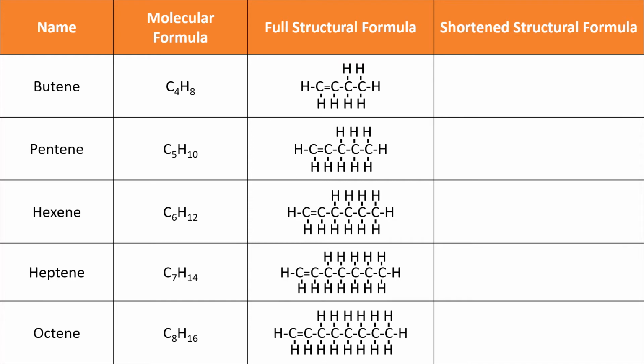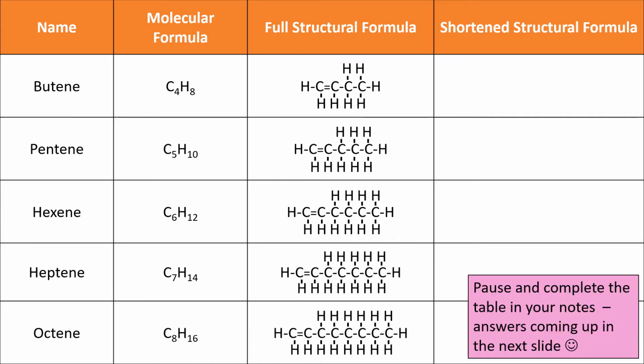Now in a similar way to what we did with our alkanes, we're going to go through the alkenes up to 8 carbons. Okay, now in this case you've been given the name, the molecular formula and the full structural formula, and I would like you to write down the shortened structural formula. So if you just pause here and complete this table.